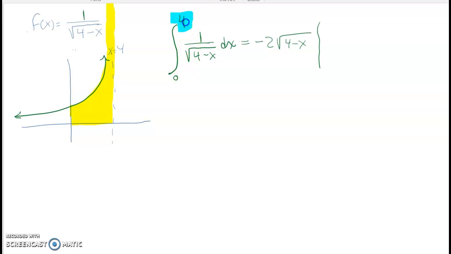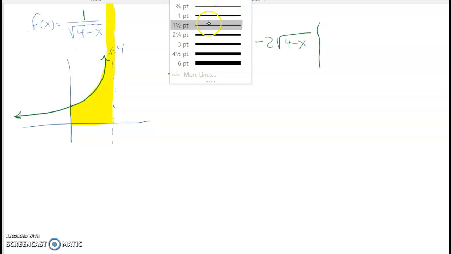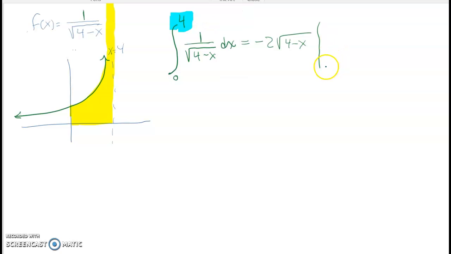And I'm going to use my shorthand. I know that this is my problem child, so that's the one that I'm going to give the little right or left hand limit to. 0 is perfectly good, but I'm going to be going to 4 from the left side. So the upper bound is always from the left.